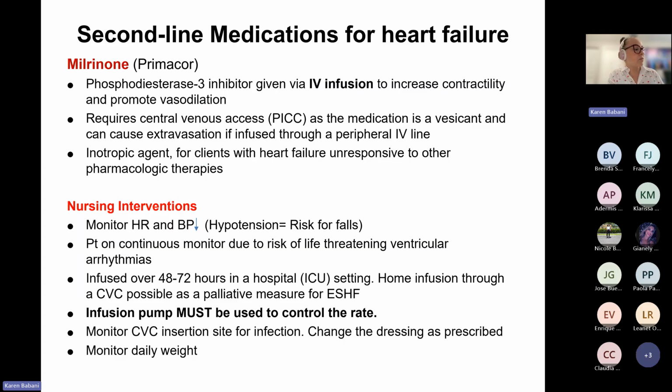This is one of those medications that I think I've talked to you guys in class about, about having to give them through a central line. So you need a PICC line or a central line. These medications are vesicants. Remember that we talked about vesicant medications. Now, what are the vesicant medications?